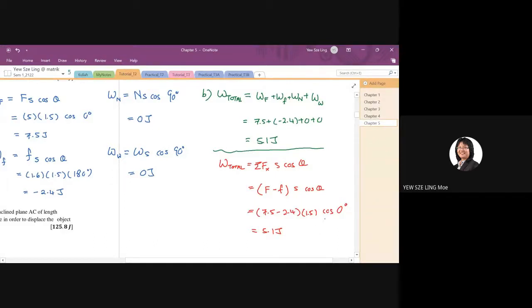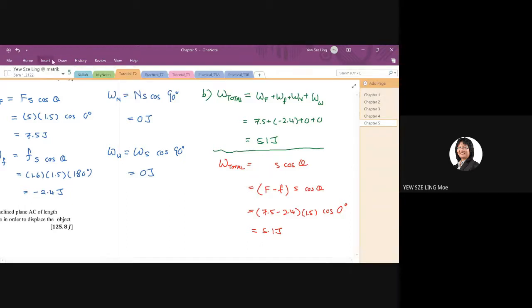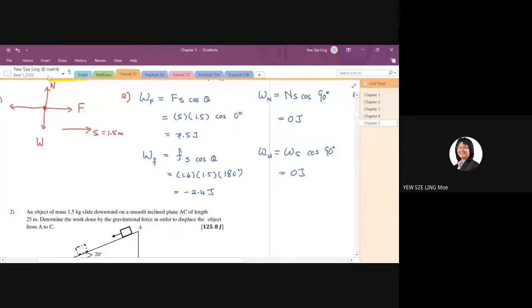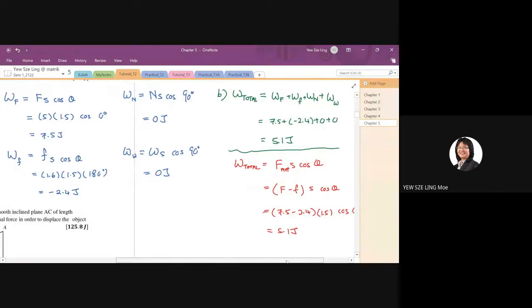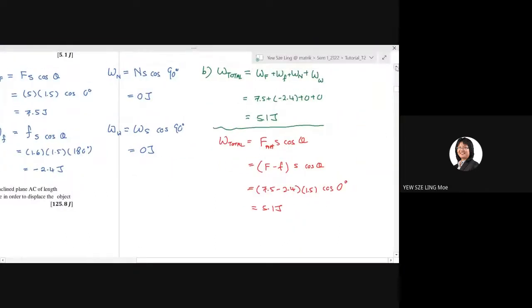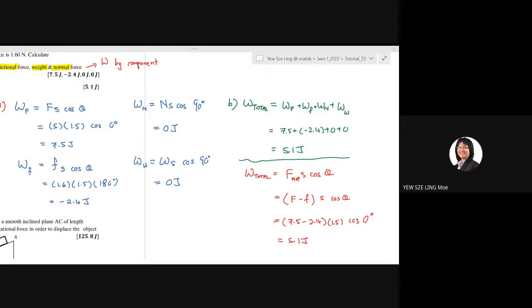So remember, if you want to use this method, you have to be careful. I would prefer to write it as F net, because sometimes you might not get the F that is pointing towards the same direction as the S. In this question, you can use summation Fx just because the Y components cancel out with each other, so you have the force only on the X component. So this is the second method. As usual, I give you 2 minutes to write it down. You can write down all methods, but make sure you know which one is easier for you to use. So 2 minutes for you to write it down.